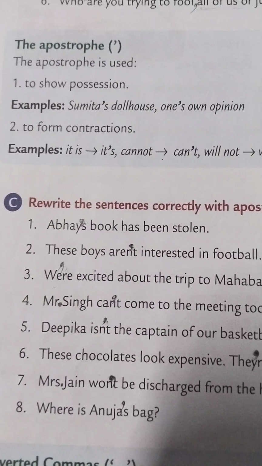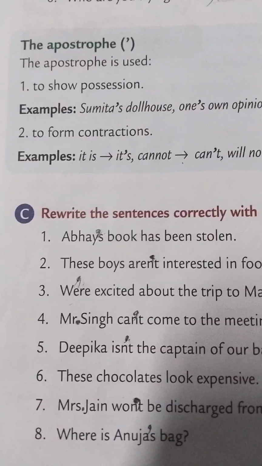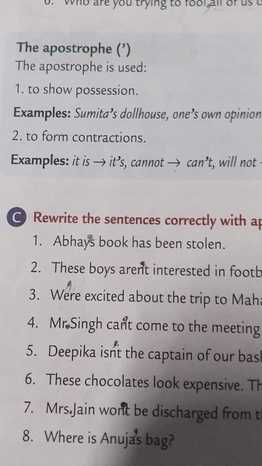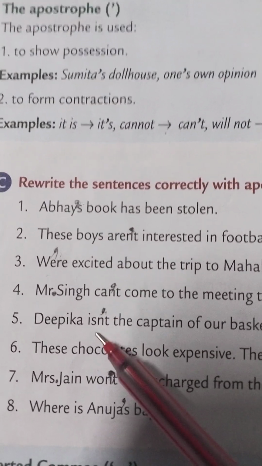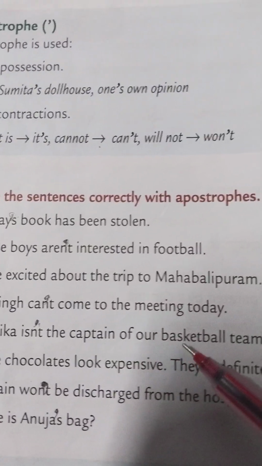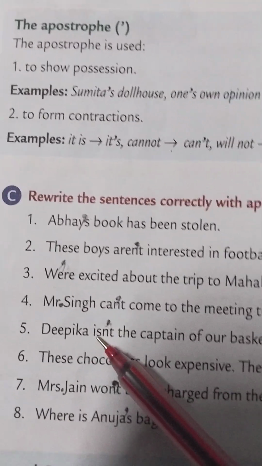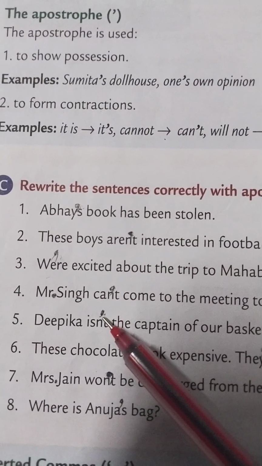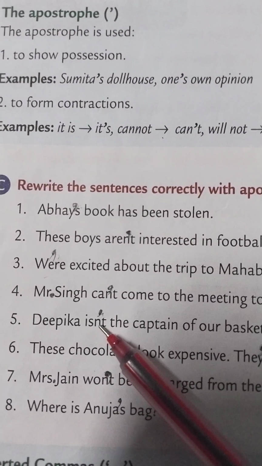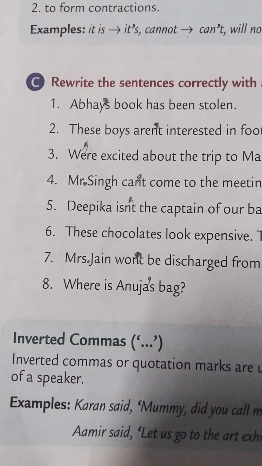Okay. Now see question number C, children: rewrite the sentences correctly with apostrophes. Abhay's book has been stolen. Now we have used apostrophe s here. Then, Deepika isn't the captain of our basketball team. In this we want to contract this. So to form the contraction here, we have put an apostrophe before t. The next punctuation mark is inverted commas.